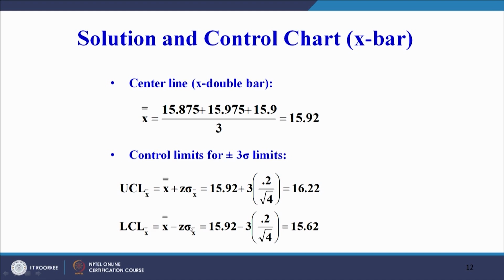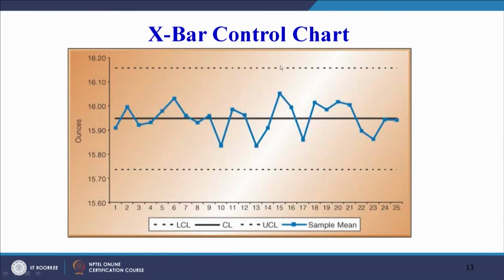So we have to take the standard deviation of the process, which will be calculated as the standard deviation of the process mean divided by the square root of what? The number of observations, which is 4 per sample. So we calculate the value as 15.62. So this is the upper and the lower control limit. What is our average value? Center line is 15.92. So we calculate, using the formula, the upper and lower control limits, and our X bar control chart looks like this.